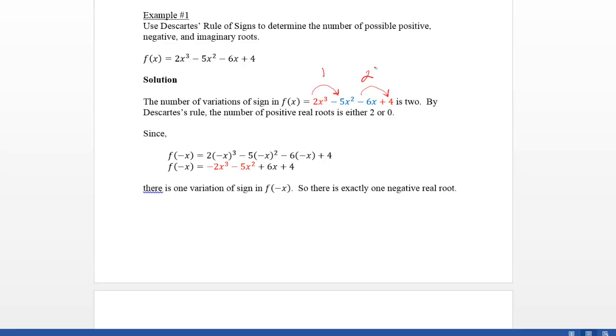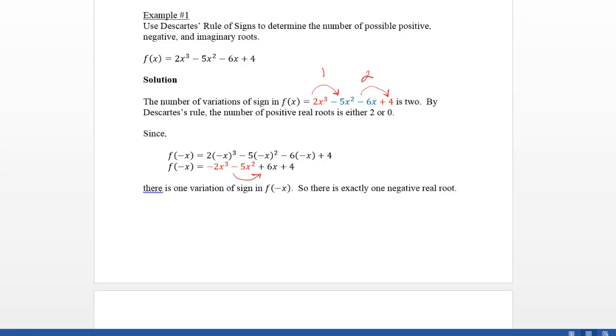Now, to figure out the negative, we need to replace x with negative x, and so we get f of negative x. And you can see here, we go from negative to positive, but then we have positive again. So we only have 1 negative real root, which means being less than that by an even number would give us negative 1, which is not possible. So we know we're going to have exactly 1 negative real root in this problem.